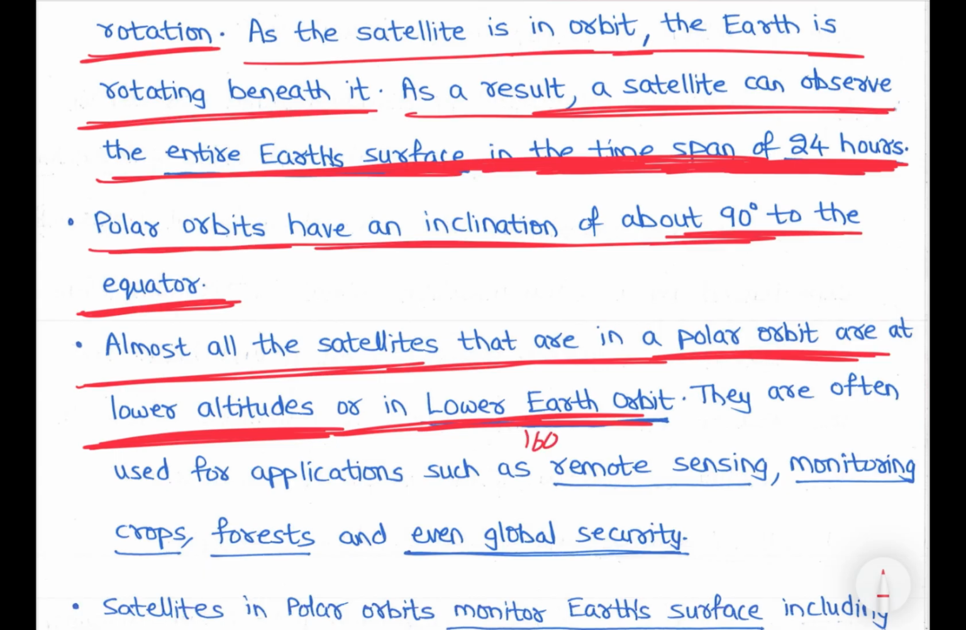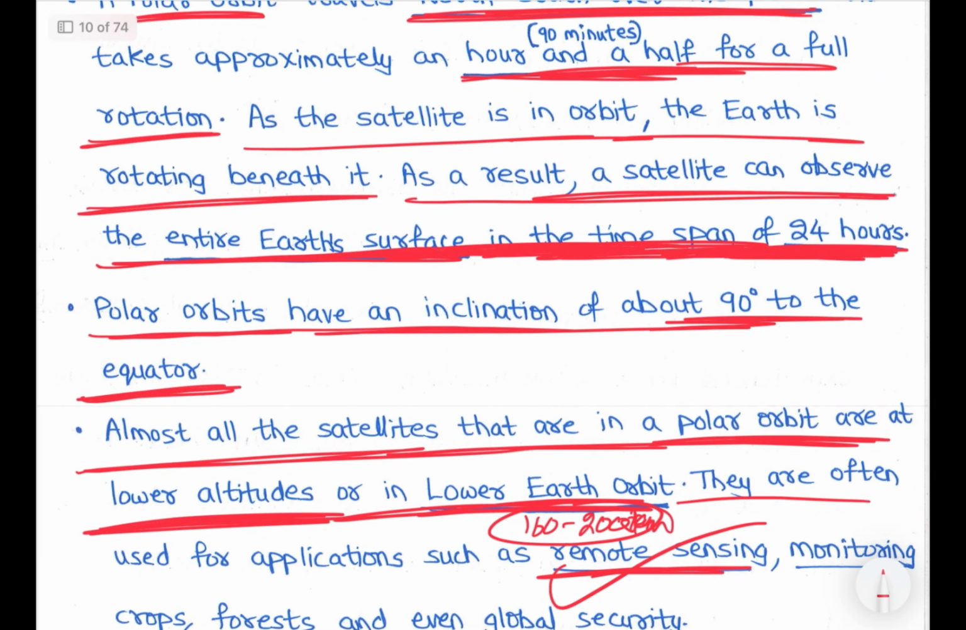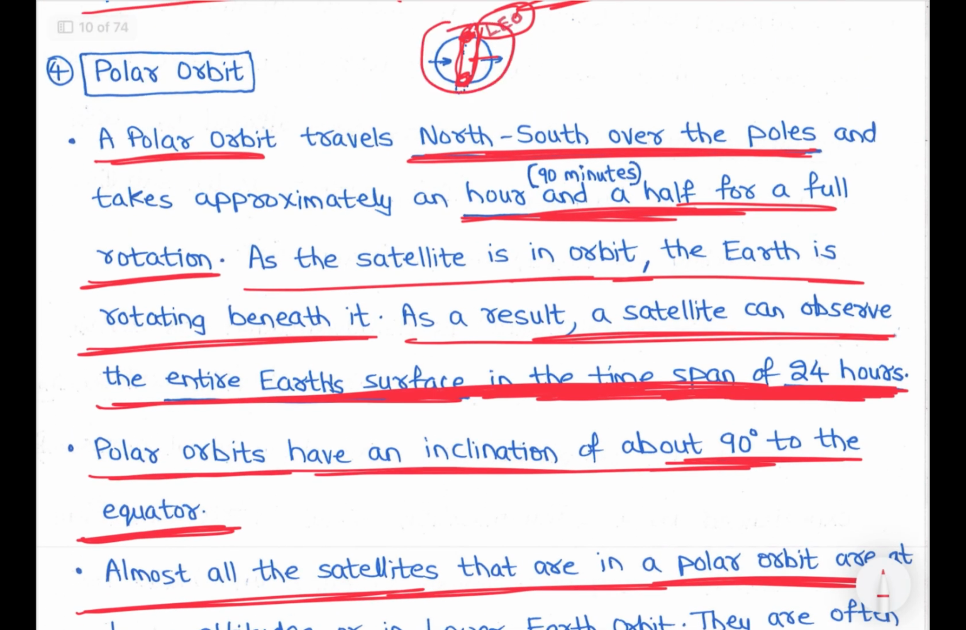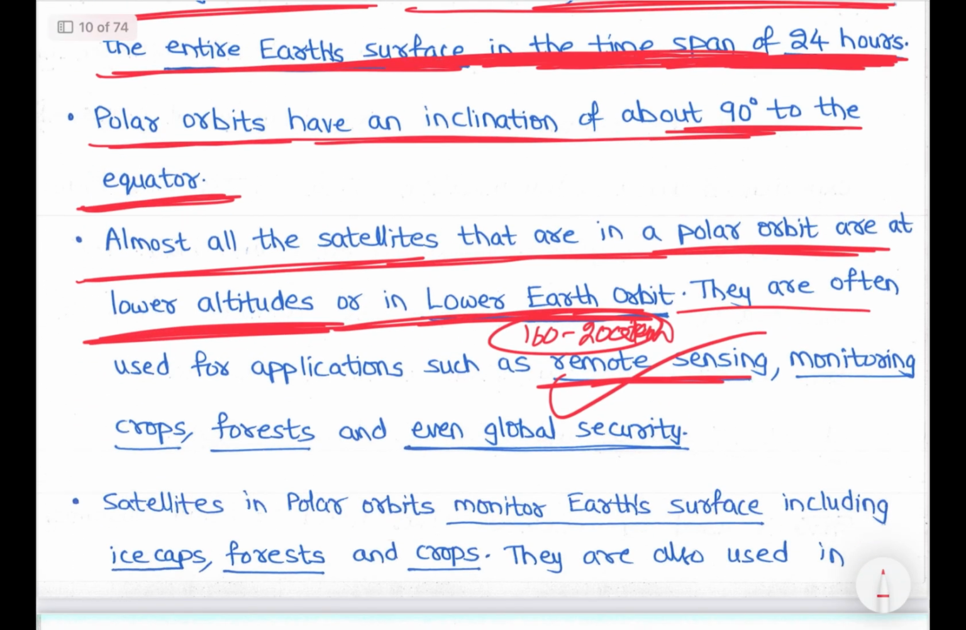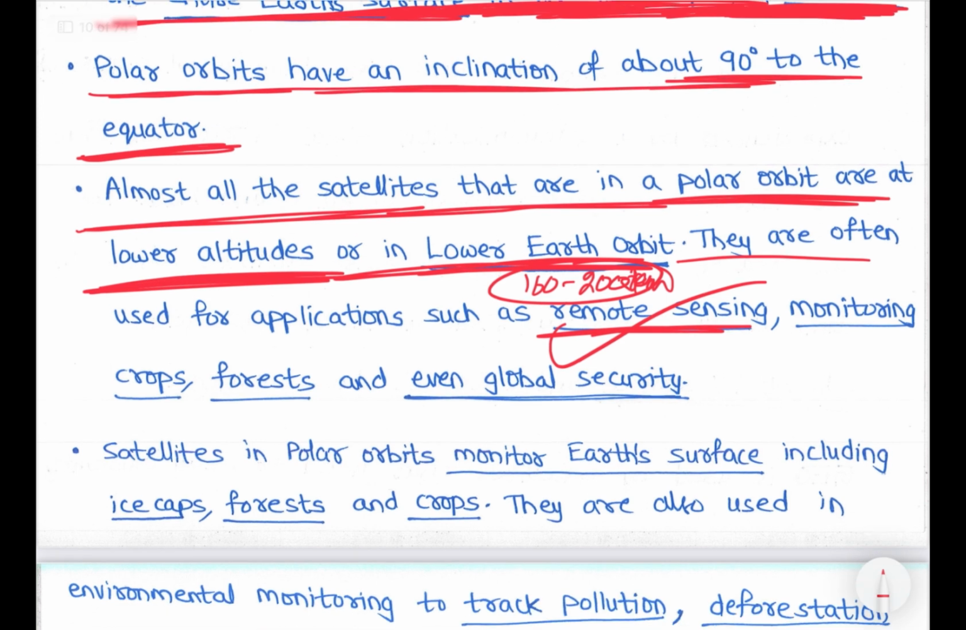Low earth orbit is 160 kilometers to 2000 kilometers, right? So that's why they take only 90 minutes. They are often used for applications such as remote sensing by low earth orbit satellites. Remote sensing means photos, right? What remote sensing is, all these things we will be discussing. For the satellites-related topics, go lightly for now, because we will be discussing satellites later, and monitoring crops, forests, and even global security, right?